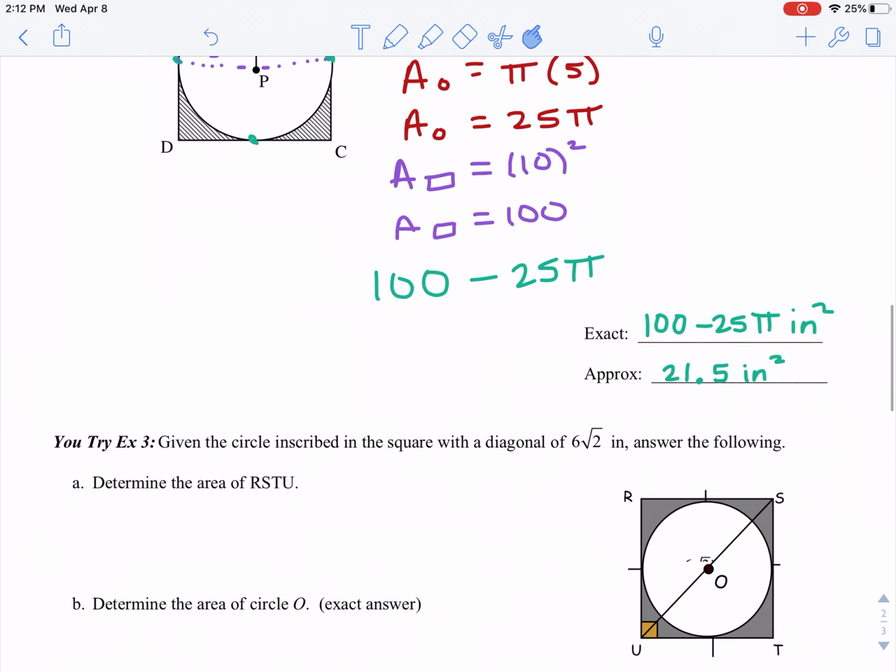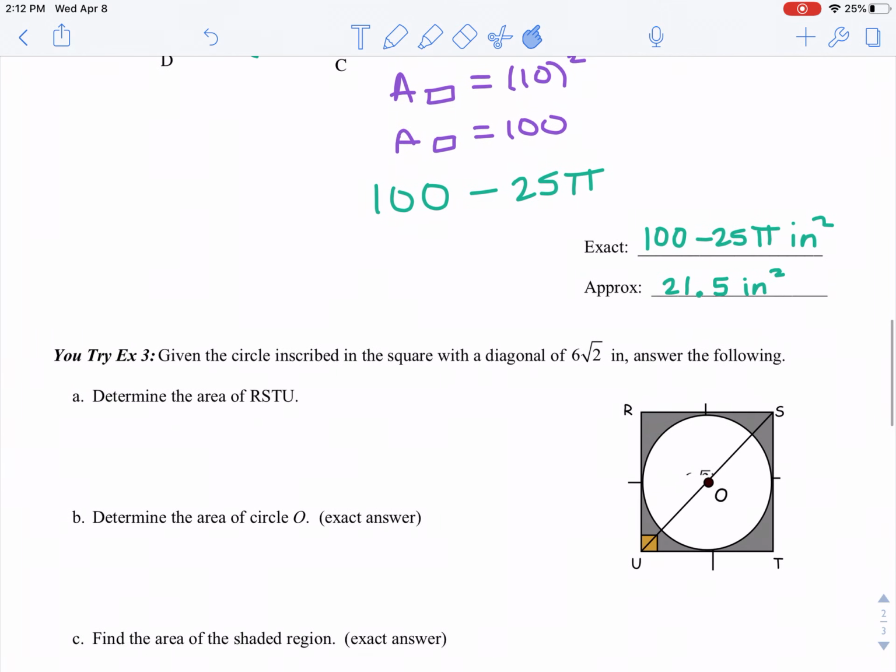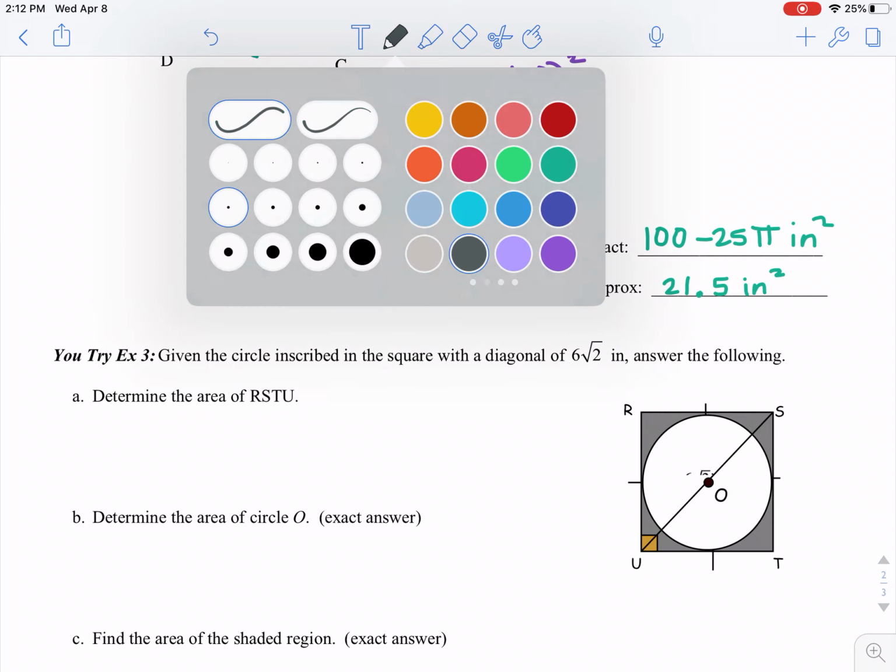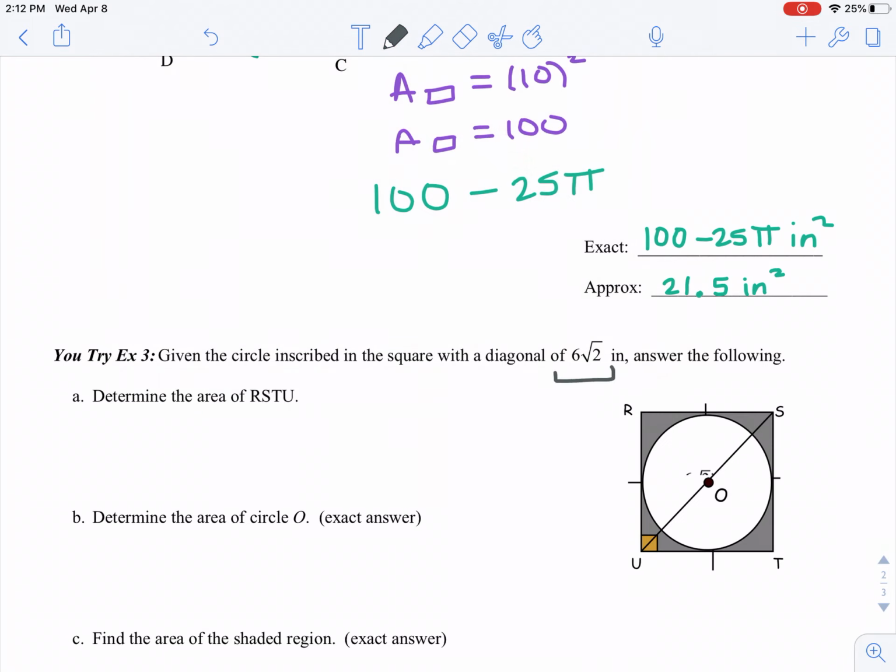So, your turn to give this one a try. Looks like on your diagram, this 6 root 2 might have been hard to read. But don't forget, if the whole diagonal is 6 root 2, then this part of the diagonal is 3 root 2. And this part of the diagonal is 3 root 2.